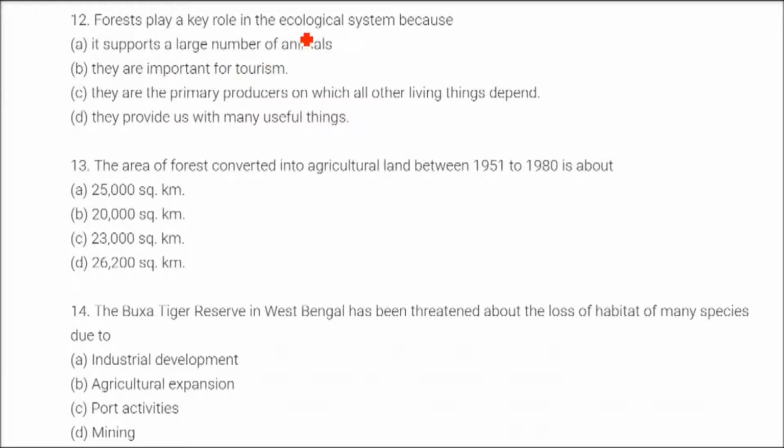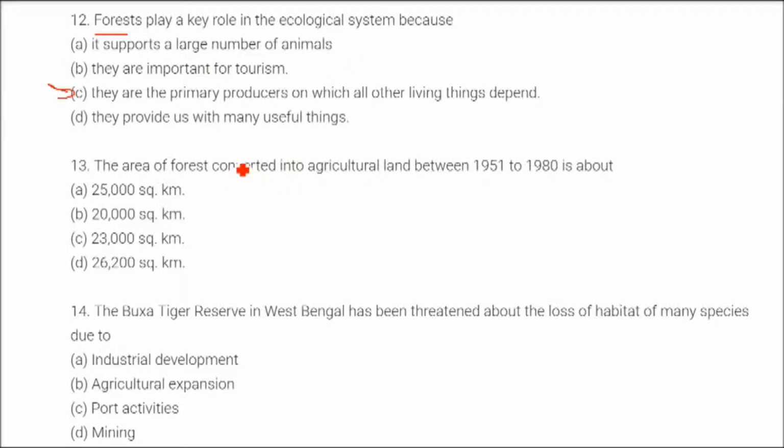Forests play a key role in the ecological system because the answer is they are the primary producers on which all other living things depend. That is why they are the key player in the ecological system.